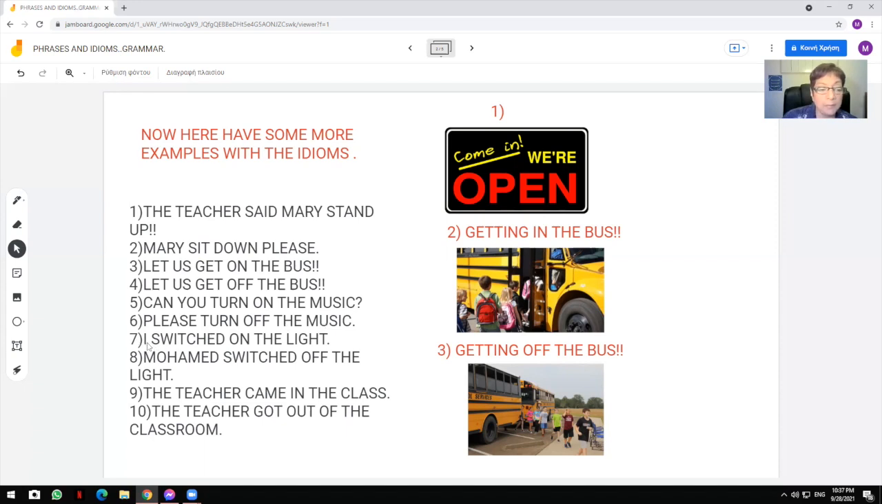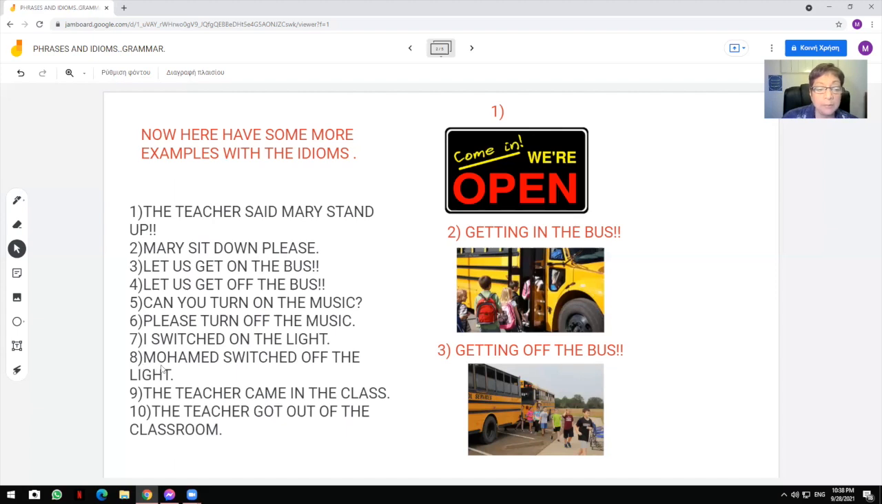Number seven, I switched on the light. I switched on the light, يعني أنا ولعت النور. Switched on the light, ولعت النور. لما بنقول switch يبقى في زرار كهرباء فبنقوله switch.